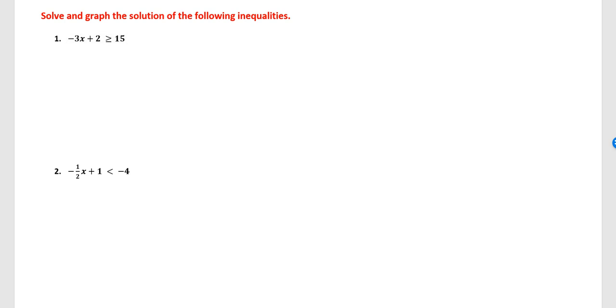Okay, let's look at this first exercise. -3x plus 2 is greater than or equal to 15. So again, first step is to isolate x on one side. So here we would want to subtract 2 from both sides, right? So -3x greater than or equal, these two will cancel out, get 0.